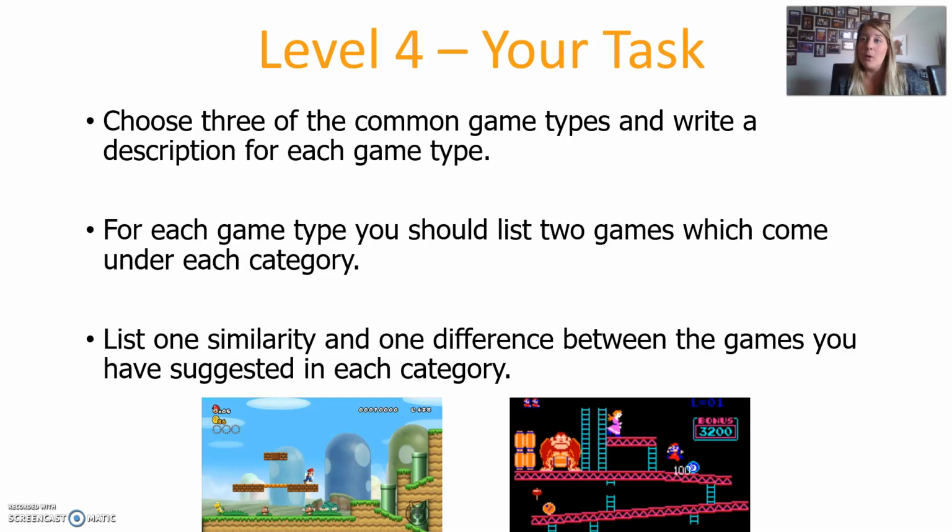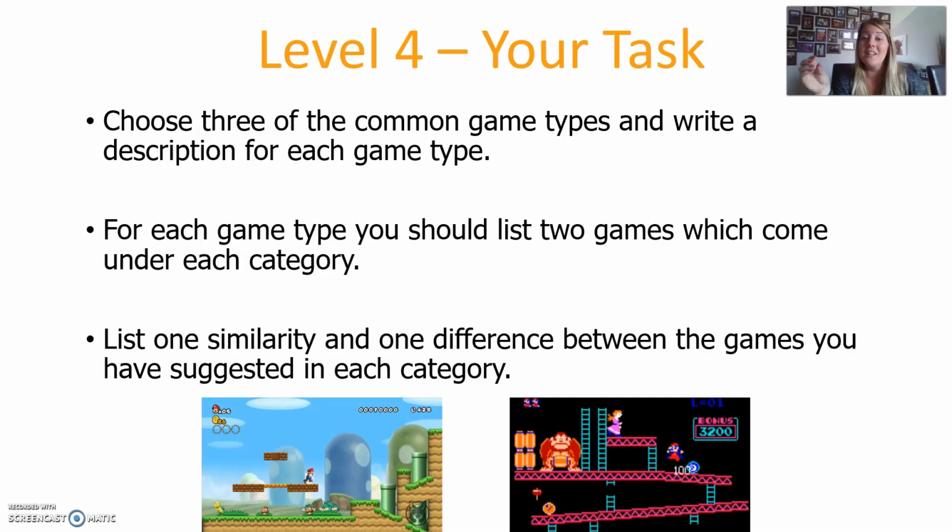Okay, so for example, for one of the game types, what I might say is I'm going to look at platformers. So I produce an A4 document. I've got a paragraph at the top about what platformers are. Underneath that, I've got 2 games. I've listed Mario and Donkey Kong as my 2 different games. Underneath that, I'm putting down 1 similarity and 1 difference.